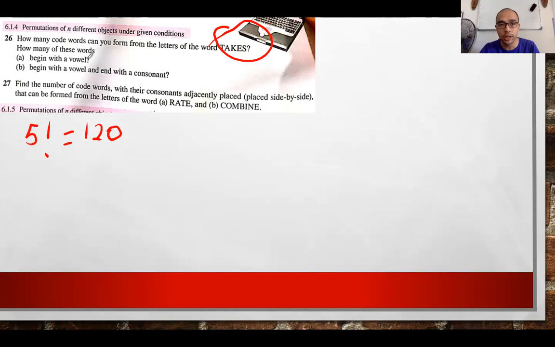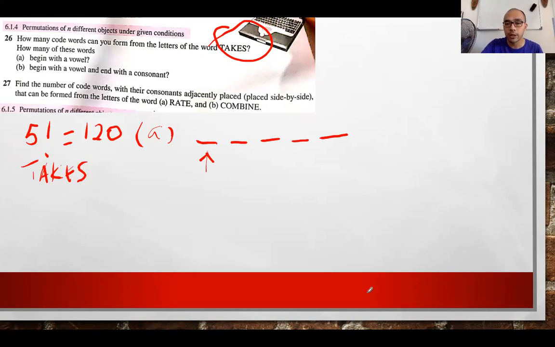So what I would usually do in this case is I would specify lah, kalau ada 5 huruf, so it'll be first place, second, third, fourth, and fifth. And then the first one must be a vowel. So let's take a look. Out of T-A-K-E-S, which one is a vowel and which one is not?